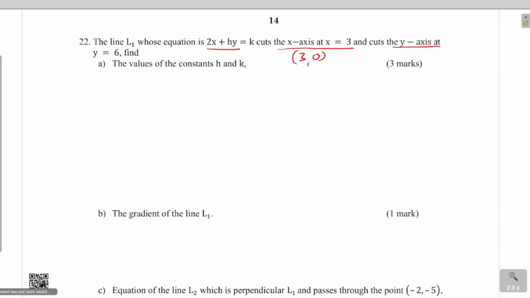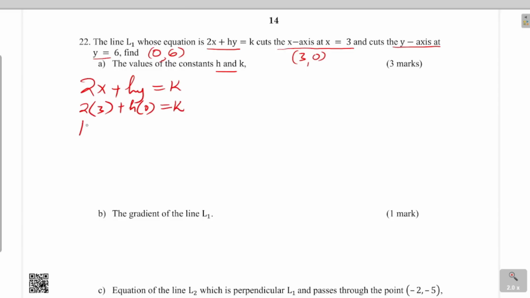And then it cuts the y-axis at y equals 6. So where it cuts the y-axis, the value of x is 0, then y will be 6. So that is very important. In order to get the values of h and k, we simply need to take 2x plus hy equals k and substitute the point (3, 0) where it cuts the x-axis. So x is 3, not 0, and y is 0. Just substitute that, you get k.